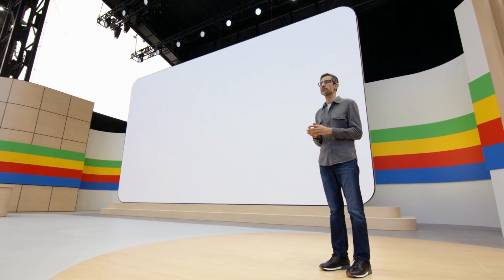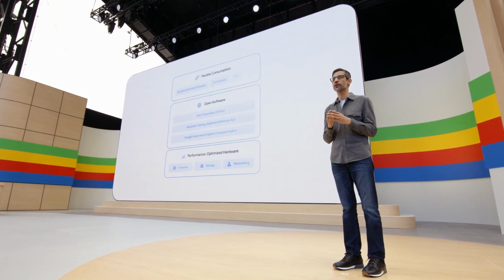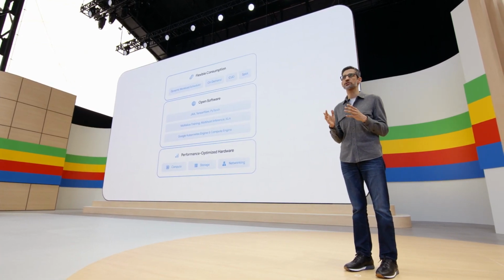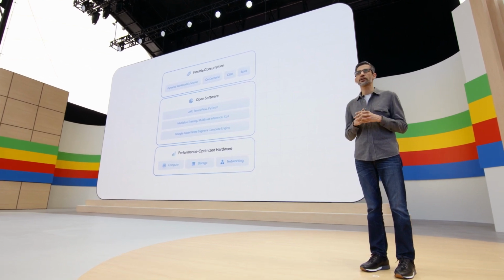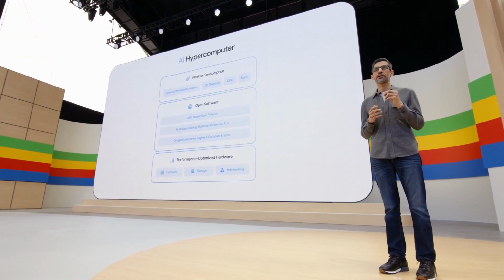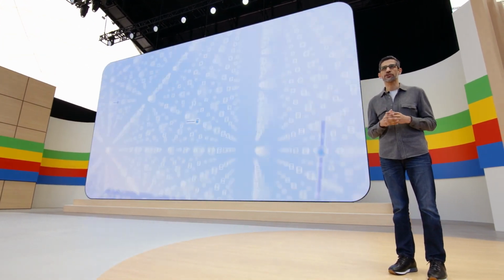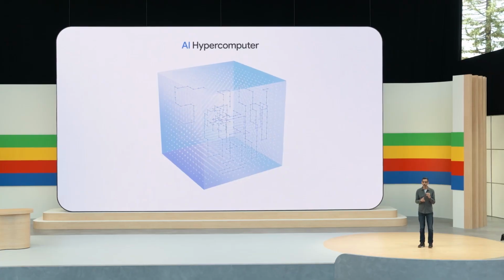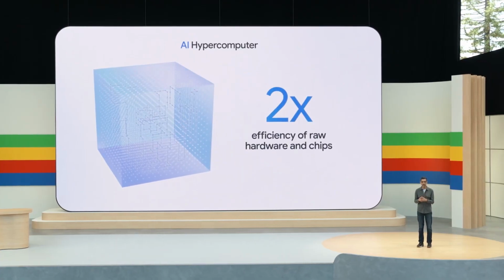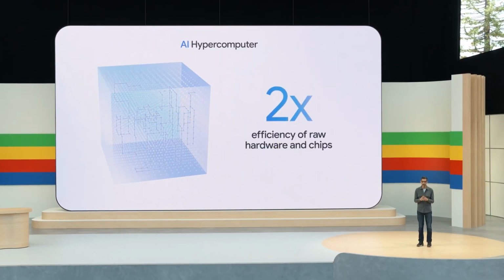Chips are a foundational part of our integrated end-to-end system. From performance-optimized hardware and open software to flexible consumption models, this all comes together in our AI hypercomputer, a groundbreaking supercomputer architecture. Businesses and developers are using it to tackle more complex challenges with more than twice the efficiency relative to just buying the raw hardware and chips.